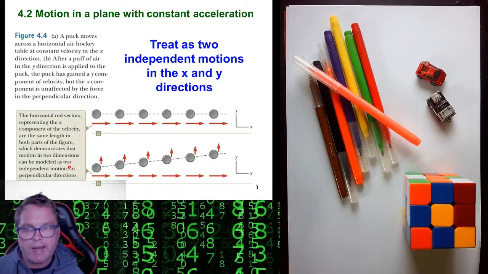And then you realize that the motion in the xy plane, in two dimensions, can be modeled as two independent motions perpendicular to each other. So as summarized in blue, after the puff of air is applied, we can treat the motion as two independent motions in both the x direction, these arrows here, and the y direction.